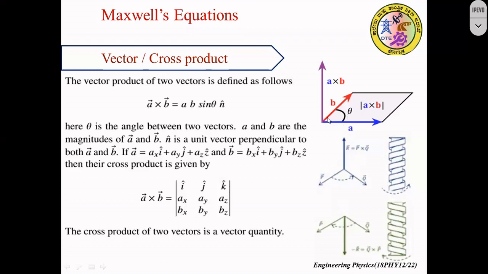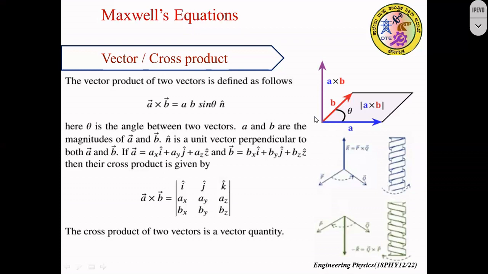The direction of this vector will be the direction in which a screw advances when you turn it from vector A to vector B. Then the direction in which the screw moves ahead is the direction of the resultant vector. I repeat, suppose vector A and vector B are the two vectors, then the cross product of these two vectors will be equal to AB sine theta. The direction of this resultant vector is given by the right hand screw rule.